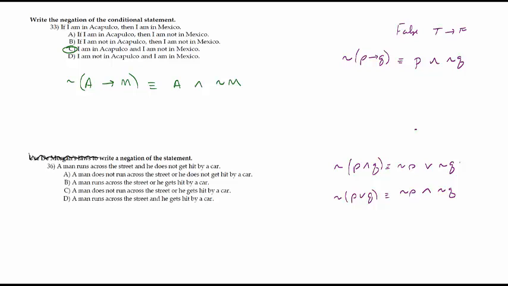So as long as one of the others doesn't happen, then the whole statement will be false. Again, that's just one way to help you remember it. All right, so coming over here to our example.